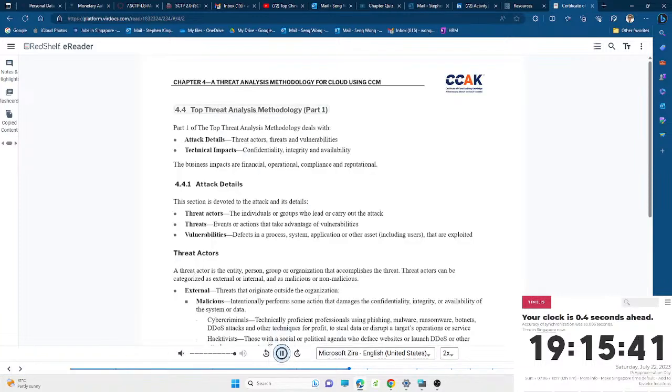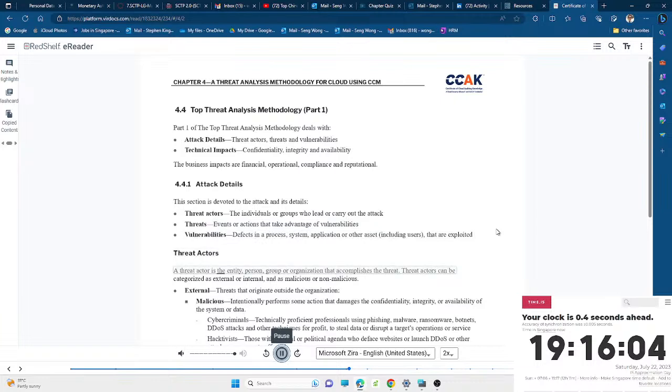Top Threat Analysis Methodology, Part 1. Part 1 of the Top Threat Analysis Methodology deals with attack details, threat actors, threats, and vulnerabilities, technical impacts, confidentiality, integrity, and availability. The business impacts are financial, operational, compliance, and reputational. 4.4.1 Attack details. This section is devoted to the attack and its details. Threat actors, the individuals or groups who lead or carry out the attack. Threats, events or actions that take advantage of vulnerabilities, defects in a process, system, application, or other asset, including users, that are exploited.